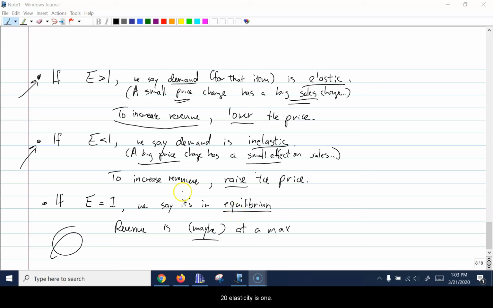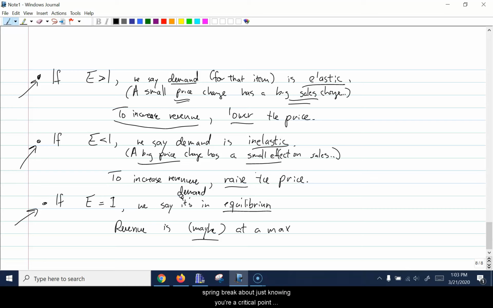So when the elasticity is 1, that means that demand is in equilibrium, and we're maybe at a maximum. What we actually know is basically that something has a critical point at this place. If you're less than 1, you should increase. If you're greater than 1, you should decrease or whatever. At 1, the thing is at a critical point.